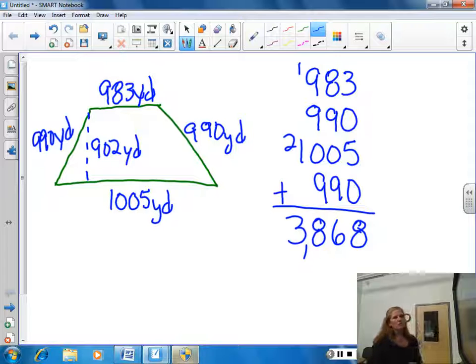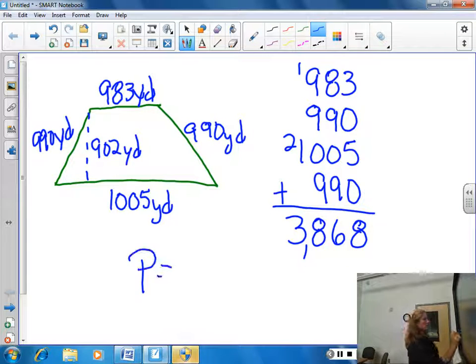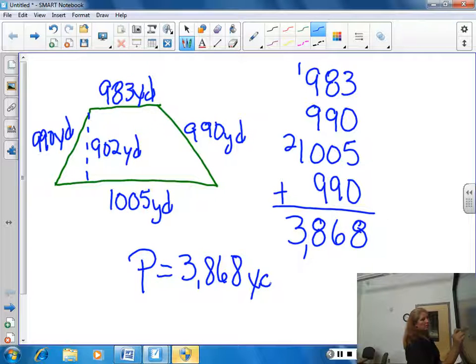This answer is not complete because I haven't written the units on there. The perimeter, which we use a capital P to abbreviate, is 3,868 yards. That would be the perimeter of this. We write P equals because the perimeter equals 3,868 yards.